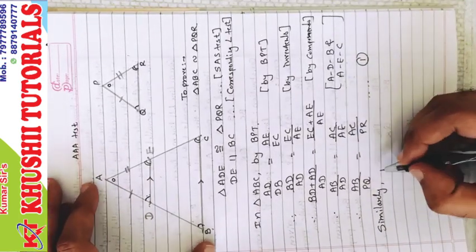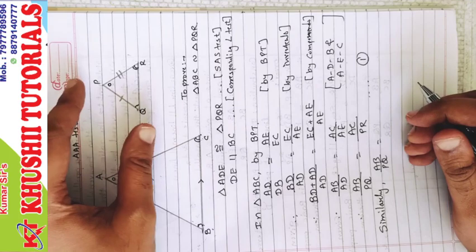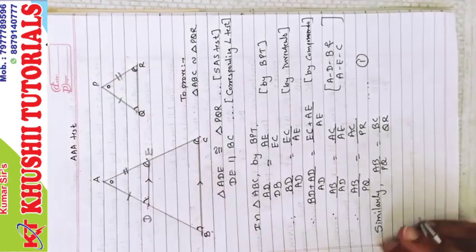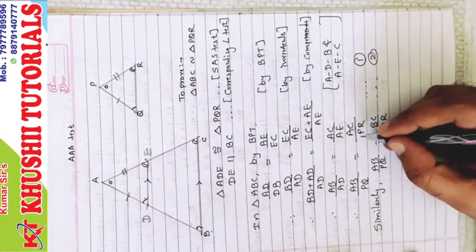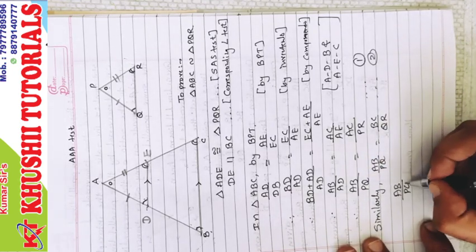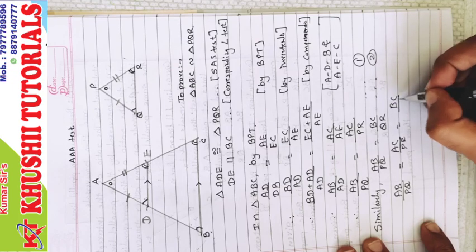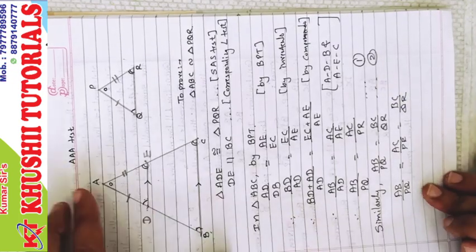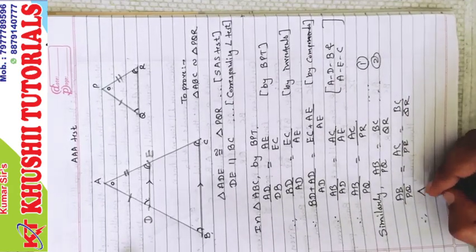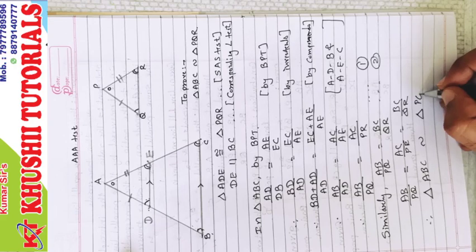Similarly, AB upon PQ can be shown equal to BC upon QR. Mark it 2. Now from 1 and 2, as AB upon PQ is the same, by transitivity AB upon PQ equals AC upon PR equals BC upon QR. As you know, the corresponding sides of both triangles are proportional. Therefore, triangle ABC is similar to triangle PQR.